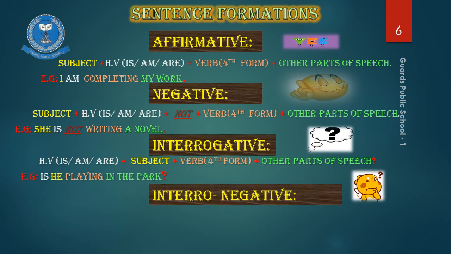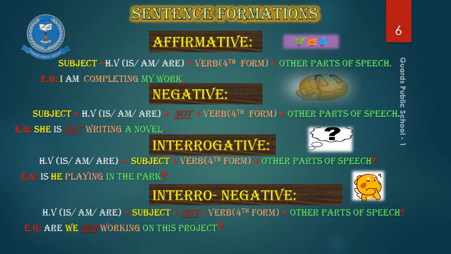For the intronegative form, we have a helping verb, then the subject, the word not, verb in its fourth form, and the other parts of speech. For example, are we not working on this project?